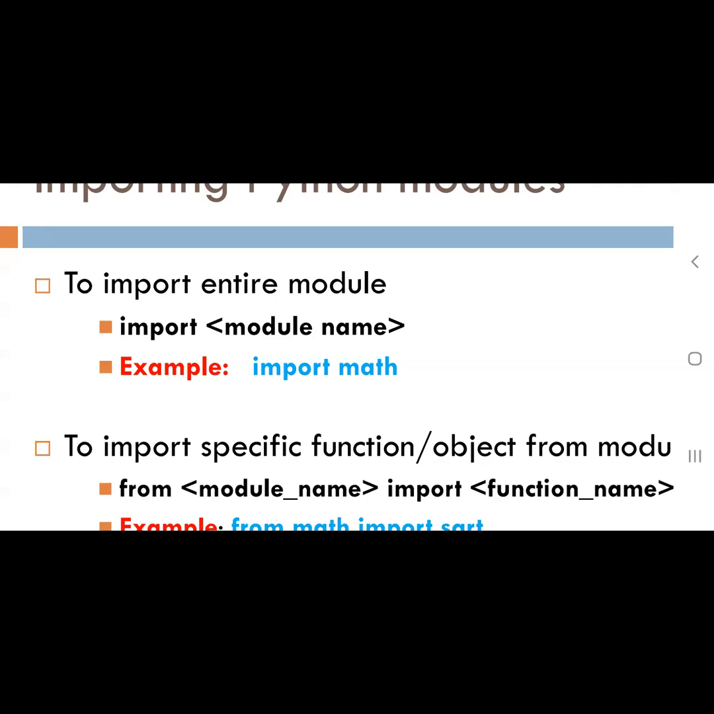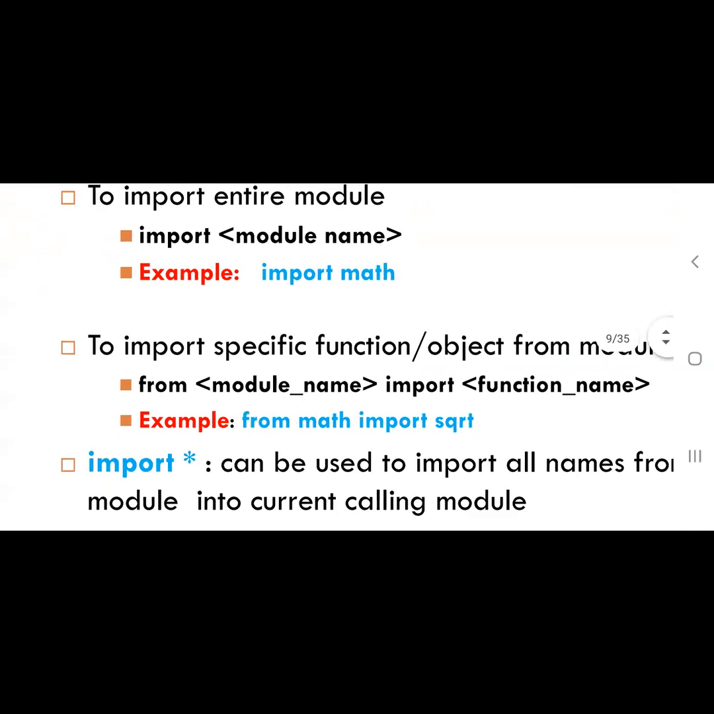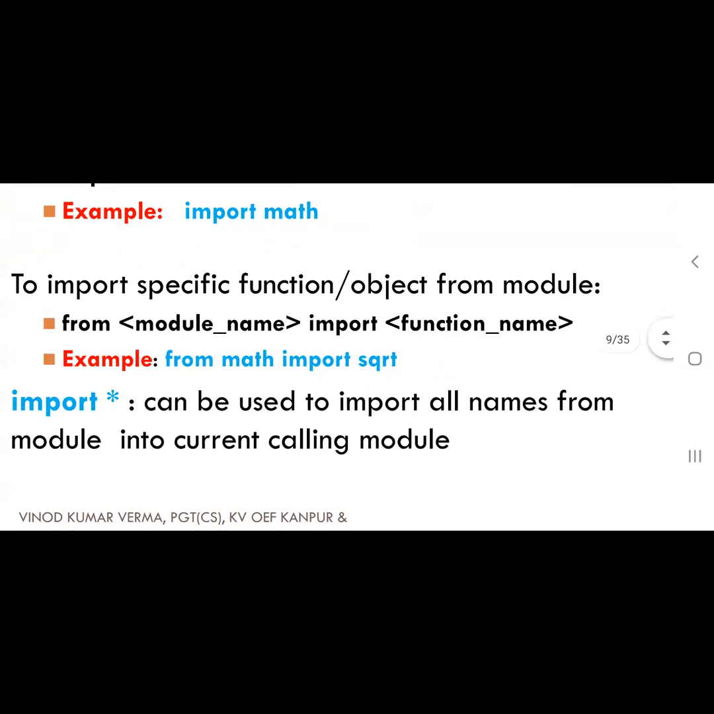So likewise here, suppose I'm using the square root function, but all the function definitions are simply dumped in our program. It's a waste of memory allocation, and a waste of execution time also, right? So I want to import only the particular functions I use. That is the second statement. To import a specific function, that is an object from the module, we can use the from keyword. You can see in this slide: from module name import function name.